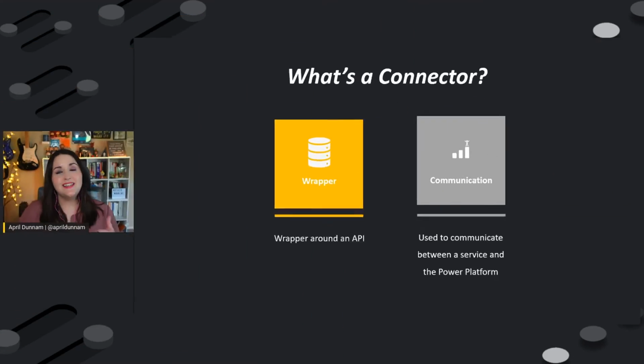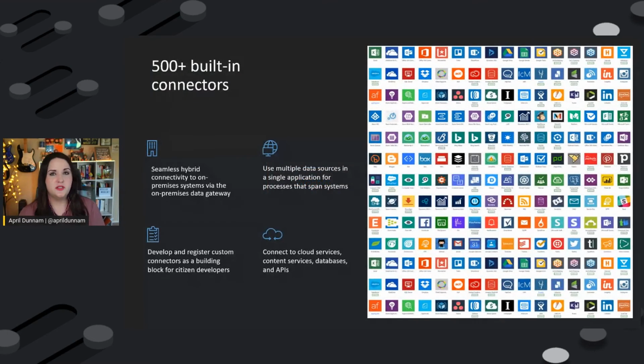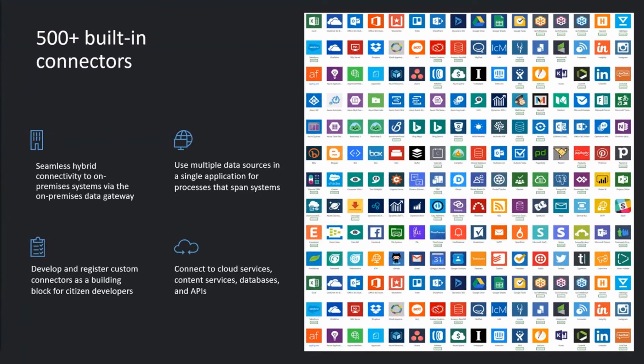Okay, so when we talk about integrating with APIs, that is done through something called connectors. Connectors are what allows the Power Platform to integrate with other services. So it's just a wrapper around an API used to communicate between the service and the Power Platform. And as we mentioned before, there are over 500 built-in connectors right now, and new ones are added each month. There was just a blog article the other day about, I believe, 5 more new connectors added.